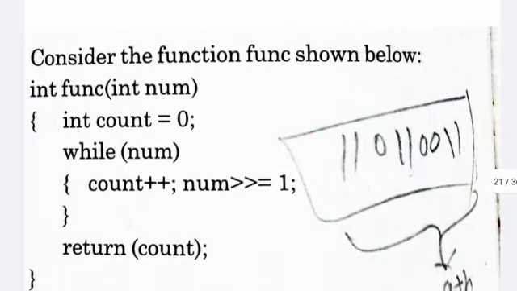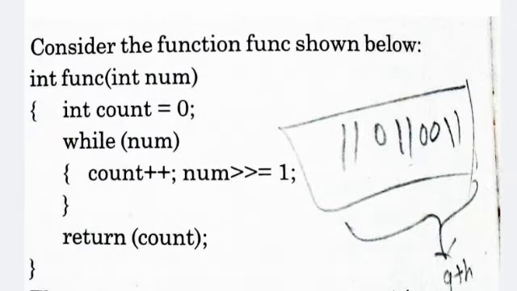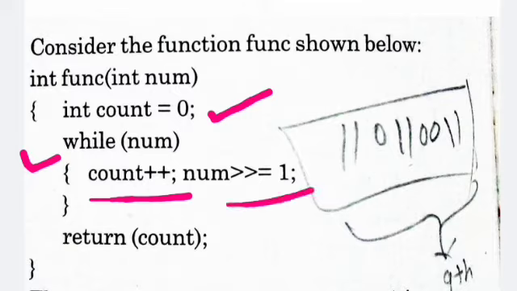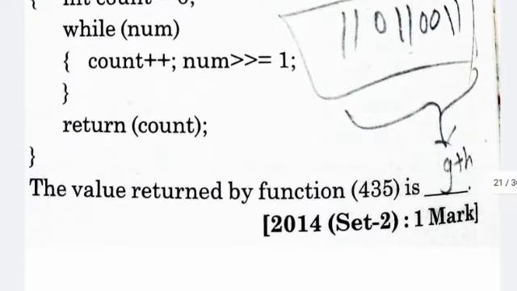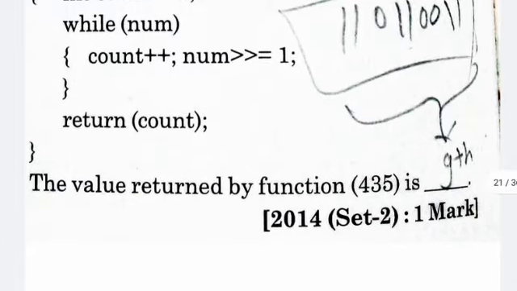Now come to the next question. Consider the function shown below. Here the function is given and the value of int count is initialized to 0, and while num is nonzero, we increment the value of count and shift the number by 1. Now return the value of count. Then what is the value returned by the function for 435?